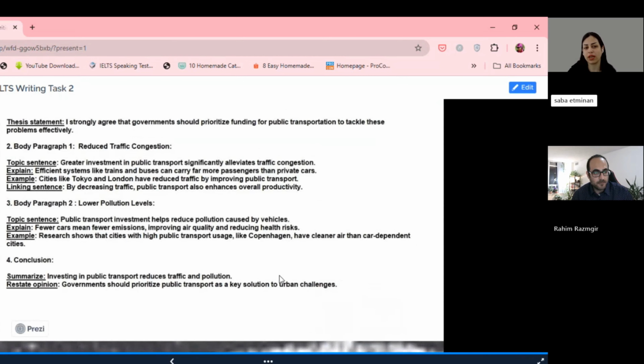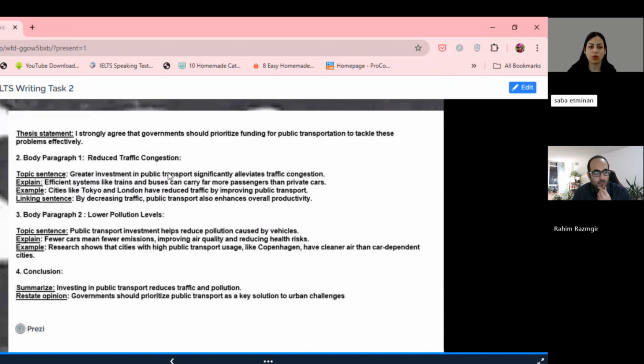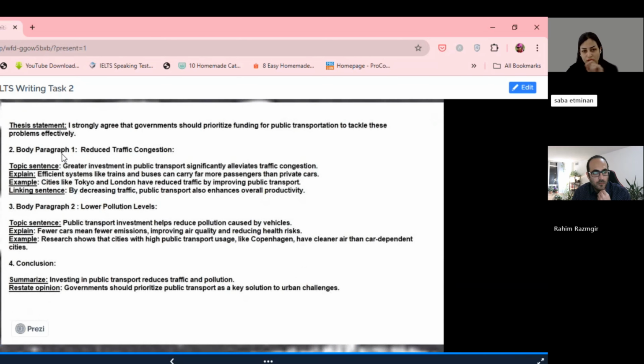And this is now a detailed plan. Of course, it's ideal because it depends on everybody's skill. But something that we can see here is that in the introduction part, at first there is a paraphrasing of the question. This is something that I myself try not to do in the planning part, because this is based on the level of the students. You can just do it at the moment in the writing phase. But in the thesis statement, we should know that I want to strongly agree with that idea that the government should prioritize funding for public transportation and the rest. This is the thesis statement.